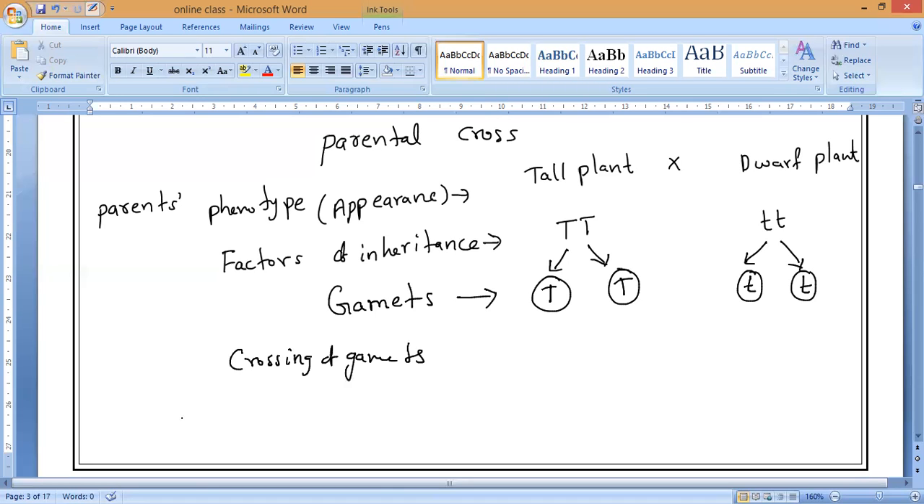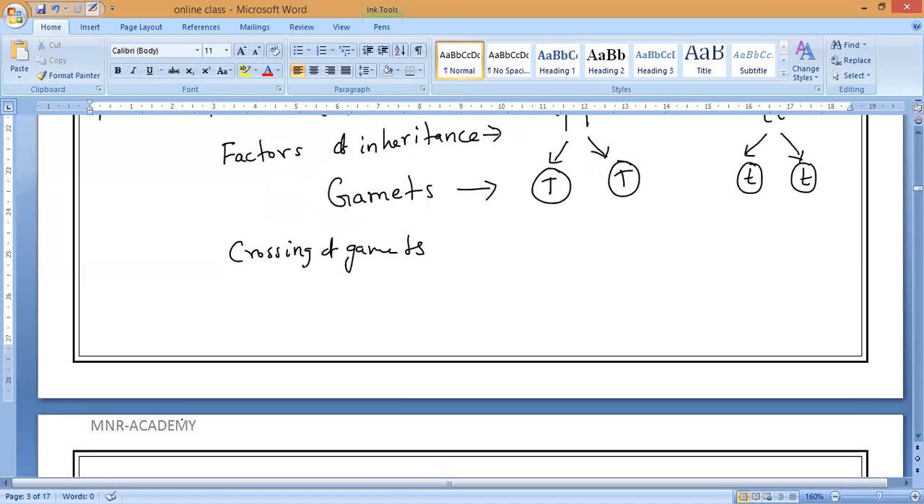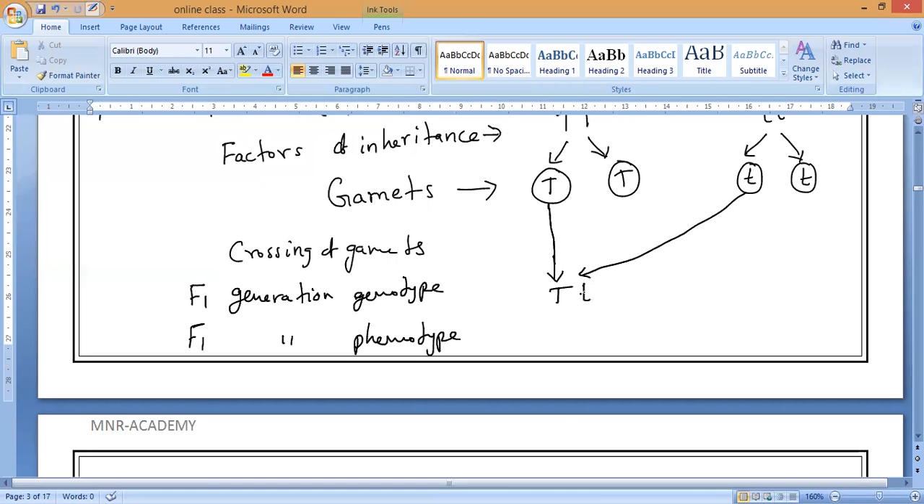Now anybody can say, what is the F1 generation genotype? You have to speak. Genotype, I am asking. Next, the F1 generation phenotype. So what will come first? In the F1 generation, capital T and small t. So the genotype is capital T, small t, and this indicates tall.